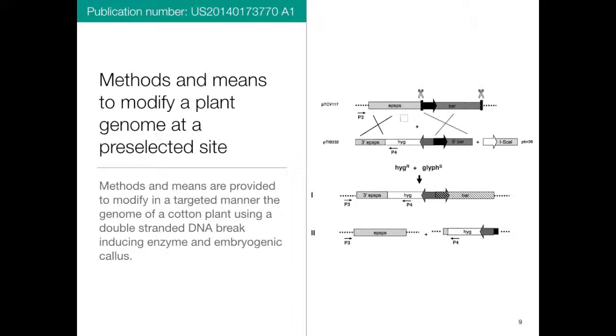Number 8. Methods and means to modify a plant genome at a pre-selected site. Methods and means are provided to modify in a targeted manner the genome of a cotton plant using a double-stranded DNA break-inducing enzyme and embryogenic callus.